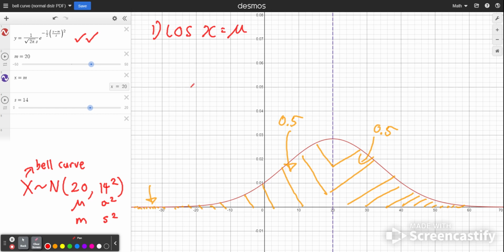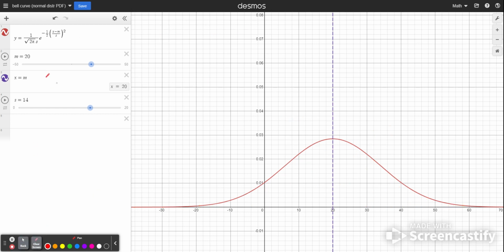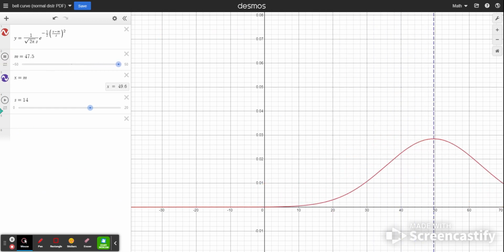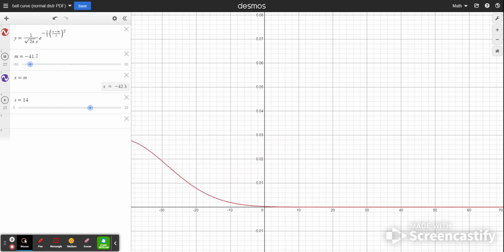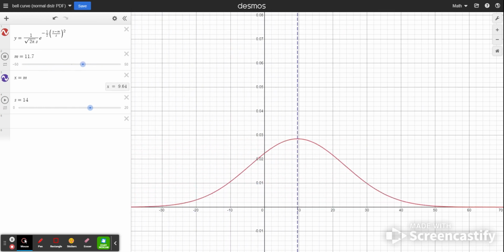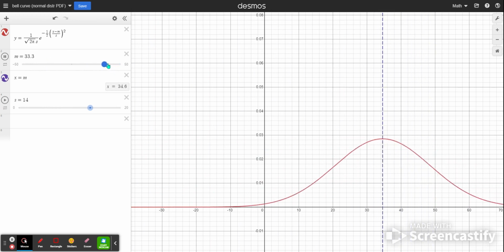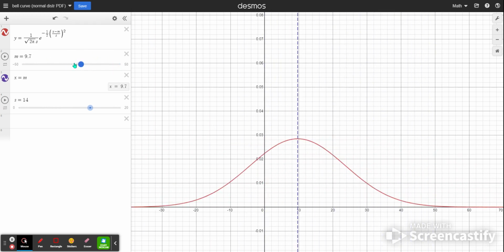But what happens if I now change the mu value? Let's see what happens. Let me clear the screen. If I change the mu value, I just press the play button, what happens? Whoa! As the m gets smaller, it moves to the left. As the m gets bigger, it moves to the right. The bell curve as well as the line of symmetry. That's the key idea. Okay, let me just stop this.